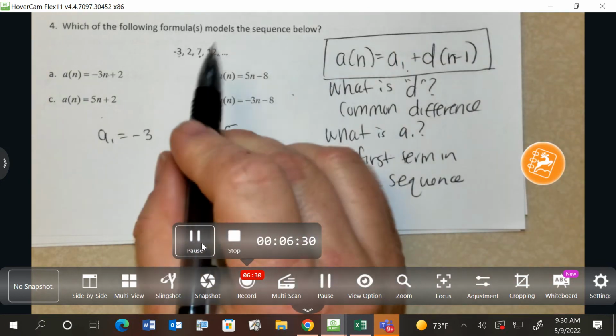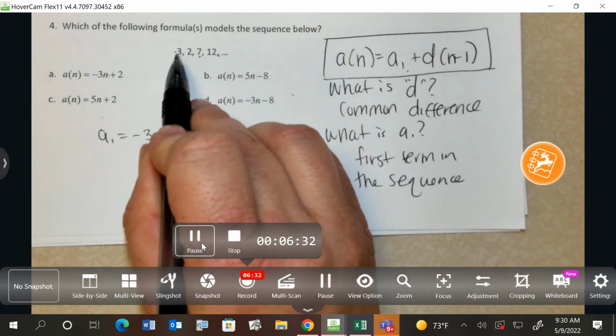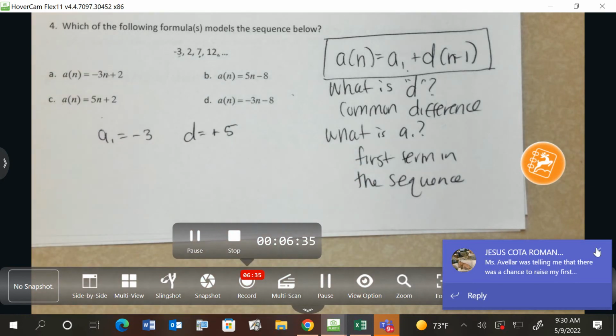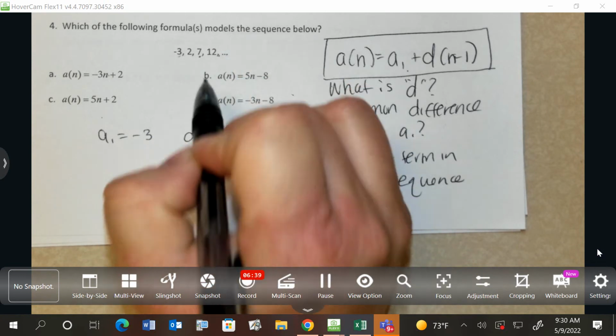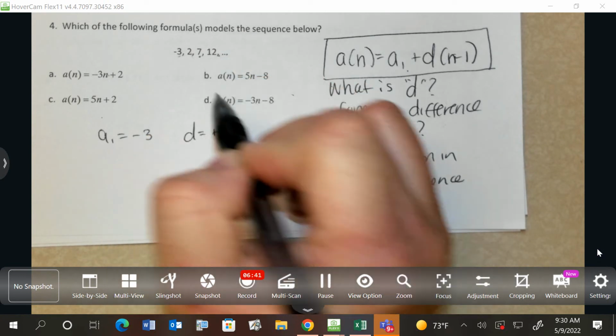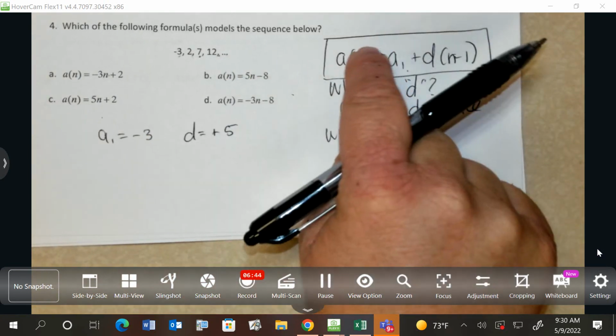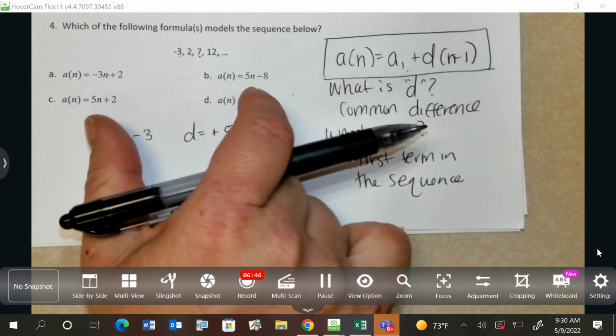Or you could rely on mental math. How do I go from -3 to 2? I add 5. How do I go from 2 to 7? Add 5. How do I go from 7 to 12? Add 5. Okay, so I know I'm adding 5. This is what I'm going to use to actually come up with a formula that models this.